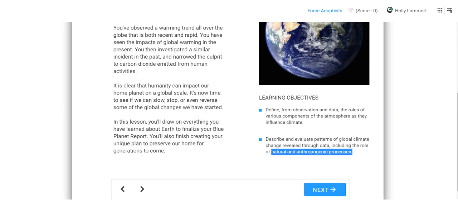So can you list a few of those natural processes we've looked at? That might be like volcanoes and chemical weathering, photosynthesis and respiration, and anthropogenic being fossil fuel emissions mainly.